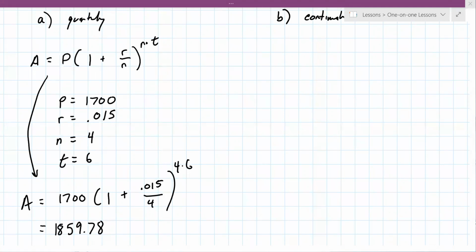I end up getting 1859.78. Yeah, that's what I got as well. So it looks like we're in good shape here.